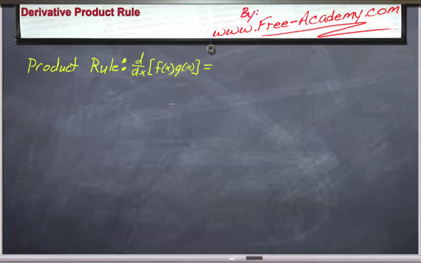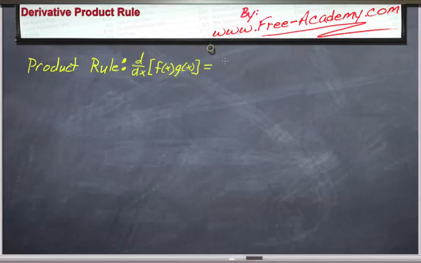We're going to be covering the derivative product rule. This rule is incredibly important because it allows us to find the derivative of two functions multiplied by each other, f of x times g of x. We're going to solve some problems in this lecture to demonstrate it, but we can't do that without knowing what the product rule is.